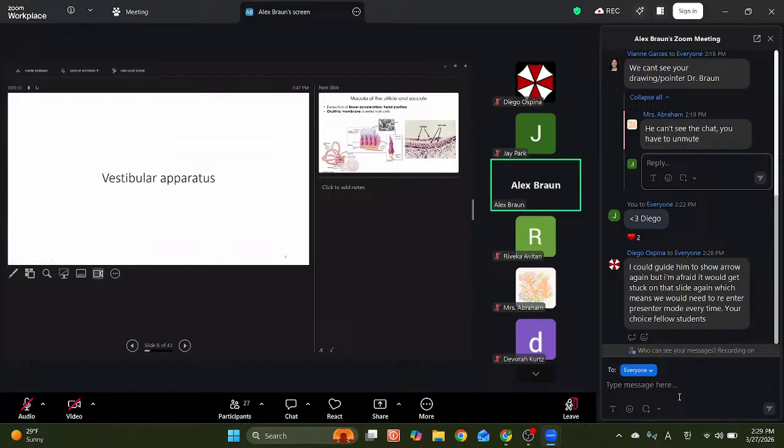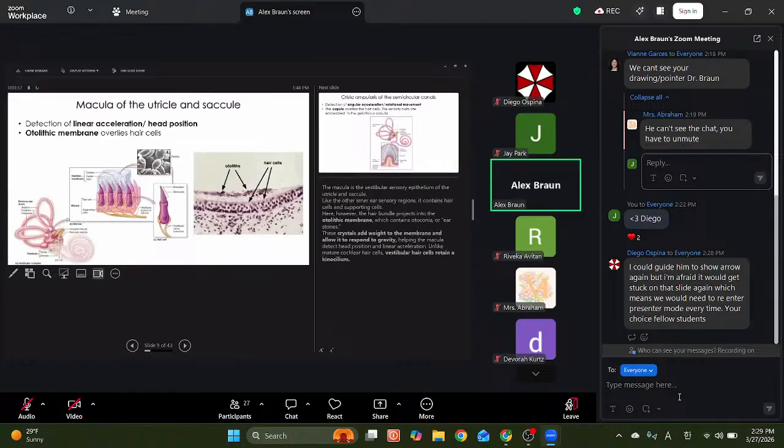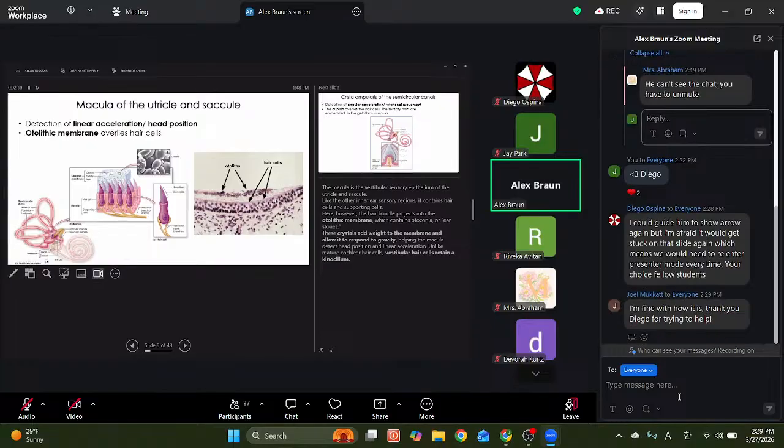Let's talk about the vestibular apparatus. Here we see, again, the inner ear, and in the vestibule portion of the inner ear, we have these two sac-like organs, the utricle and the saccule. They're both parts of the membranous labyrinth, and in their wall is a spot-like area of sensory epithelium called the macula of the utricle and macula of the saccule.